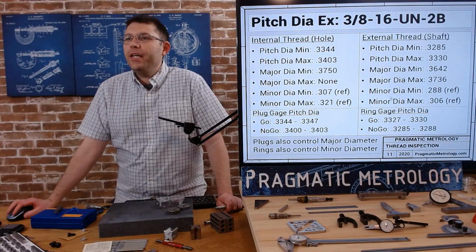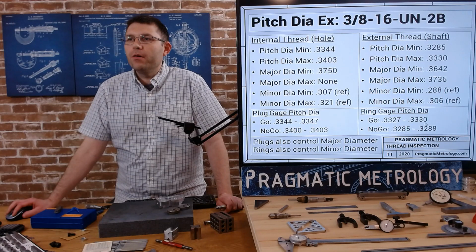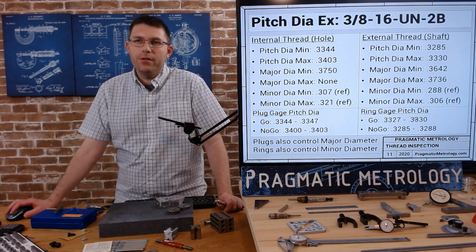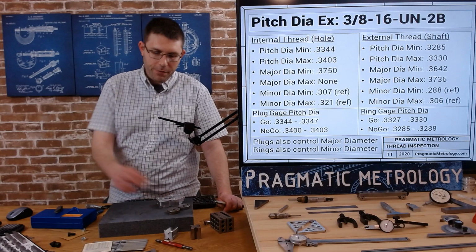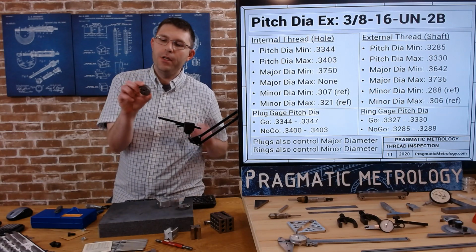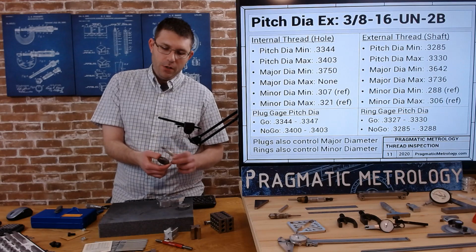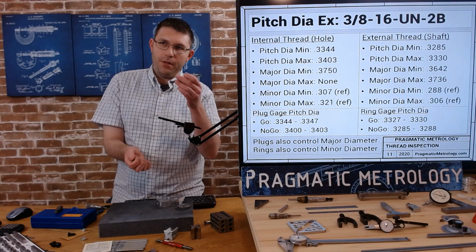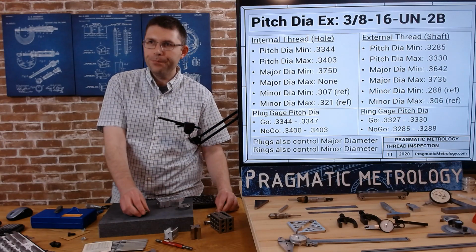The ring gauges, we take a look at the Go side, 0.3327 to 0.3330, 3/10ths of tolerance also. And the NoGo, 0.3285 to 0.3288, 3/10ths of tolerance. So even these rings, that's part of the expense. It's a lot harder to manufacture the rings to a tight tolerance than the plugs.